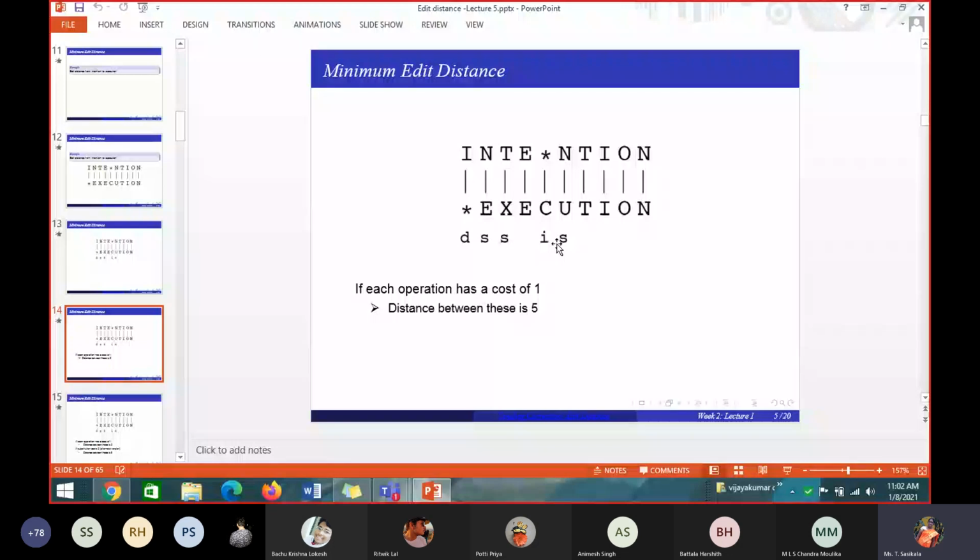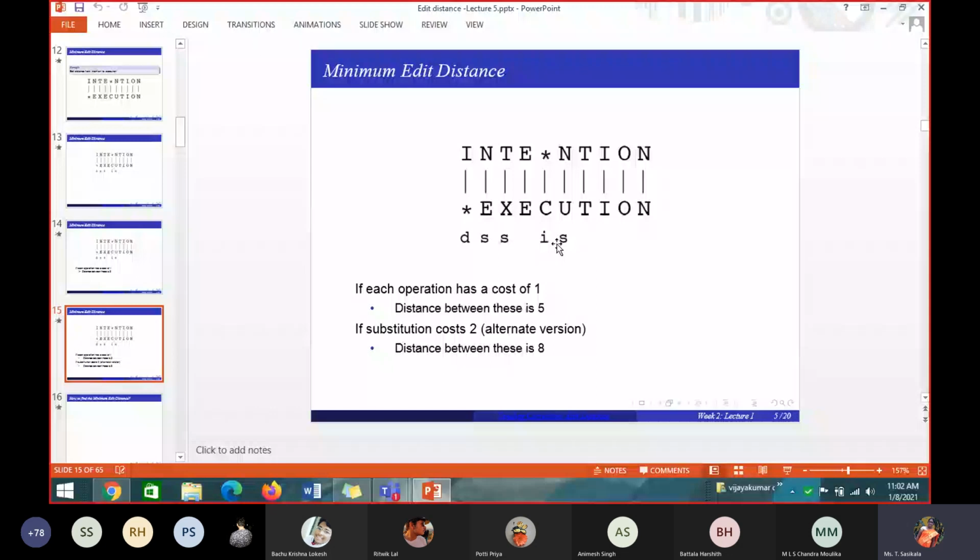problem, if they ask you to find the cost for converting behalf to behave, then you have to draw that matrix and find out how many edit operations you have. And for each operation, if the cost is not specified, you take deletion as 1, insertion as 1, and substitution cost is always 2. Substitution cost by default you take as 2.